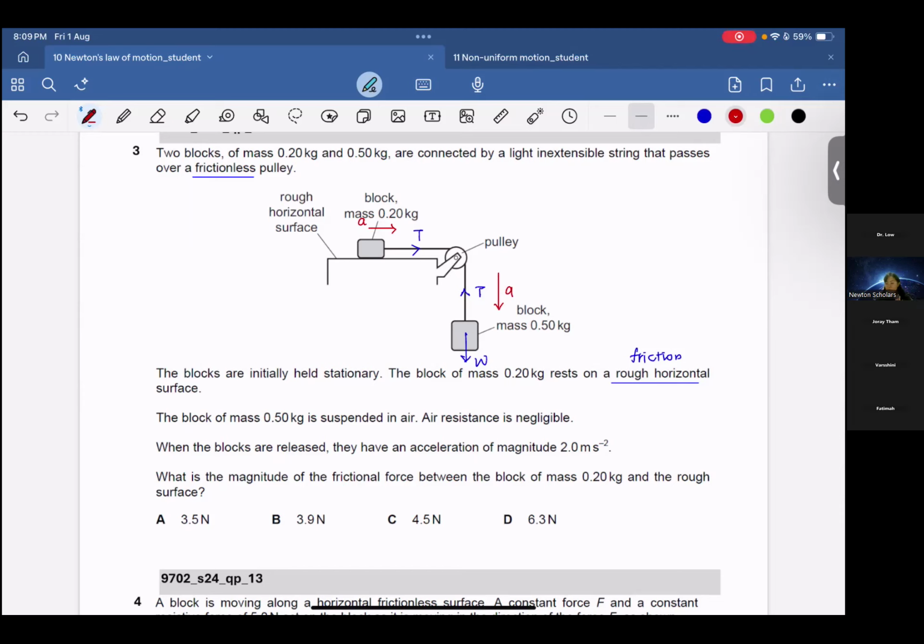Two things you have to remember. The tensions here and here will be the same because they are the same string. Then the accelerations are the same because they are moving together. These two concepts. To solve this question, we can divide it into two parts, draw it out and separate it, finding the unknown values.